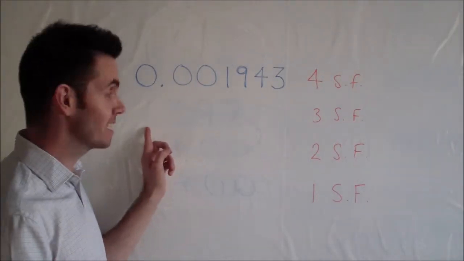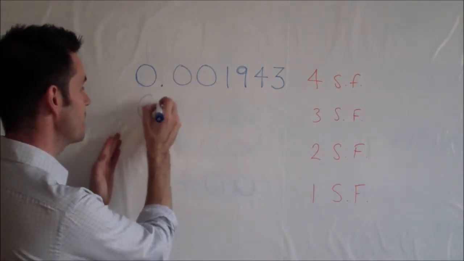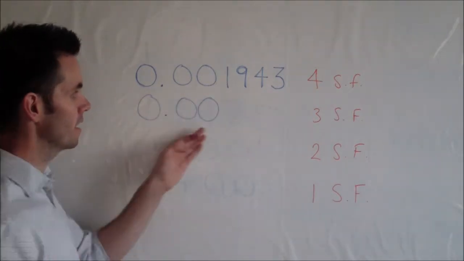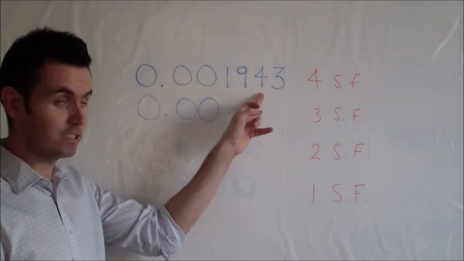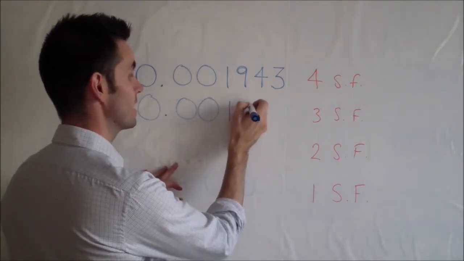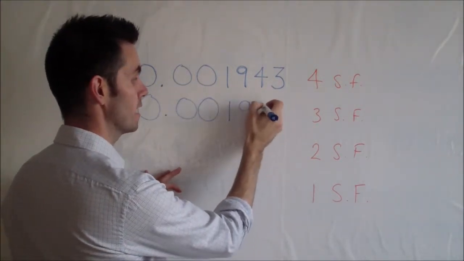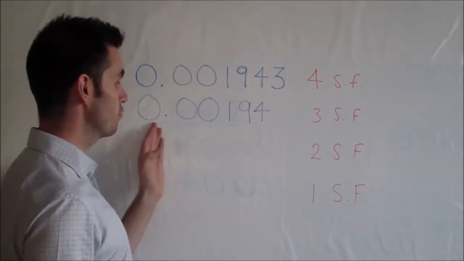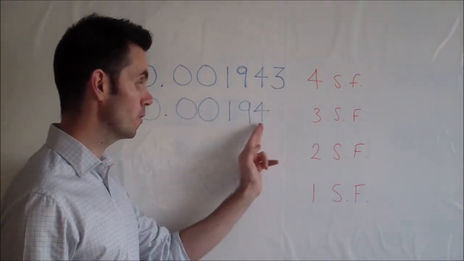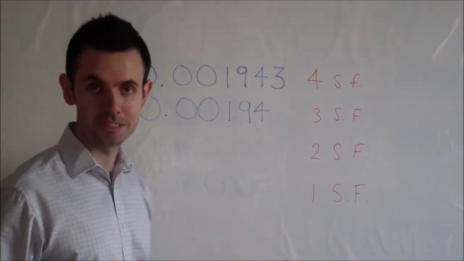Okay, to 3 significant figures we need to keep in these zeros here. They're not significant, but they need to be there. And we just take the first 3 digits, the 1, the 9 and the 4, which stay exactly as they are because this 3 is less than 5. So to 3 significant figures it's 0.00194. Now do it to 2 significant figures.